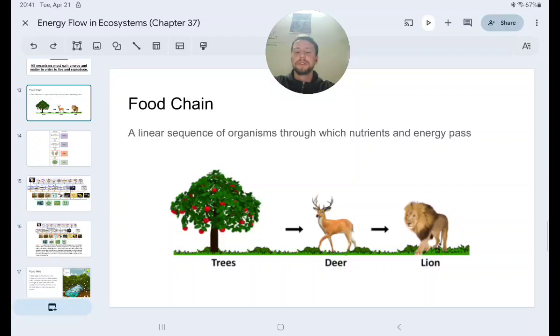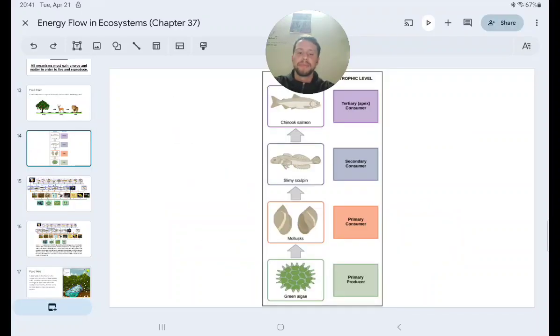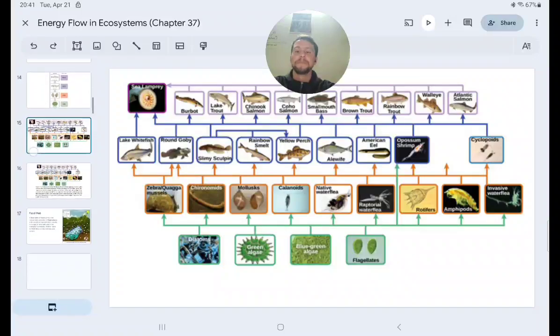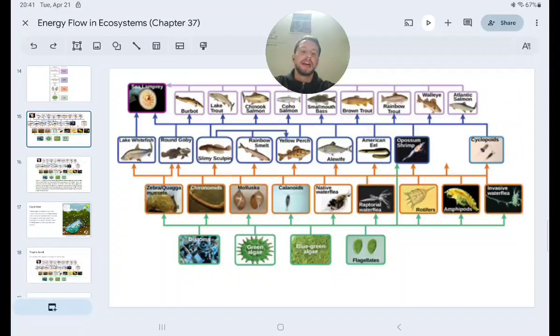Most of these terms should be familiar to you from general biology. A food chain is a linear sequence of organisms through which nutrients and energy pass, from trees to deer to lion. You should be familiar with the terms. Primary producer, primary consumer, which consumes the primary producer. The consumers of the primary consumer are secondary consumers, and the consumers of secondary consumers are tertiary consumers. But of course we know that often this looks like a web, and often even one organism is not strictly in one trophic level.